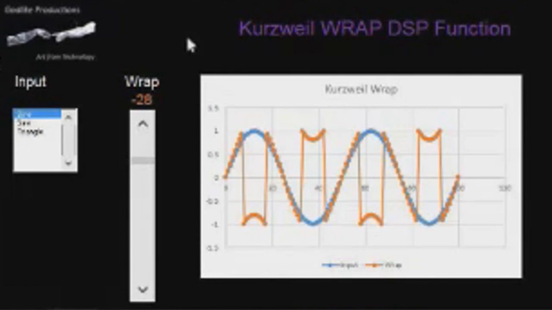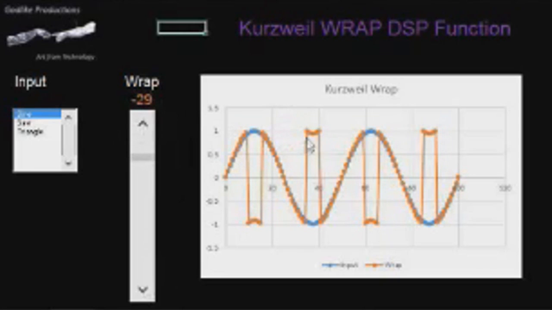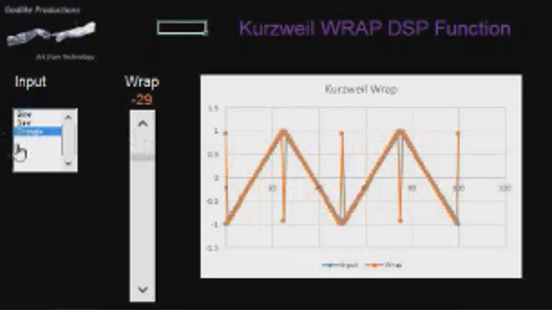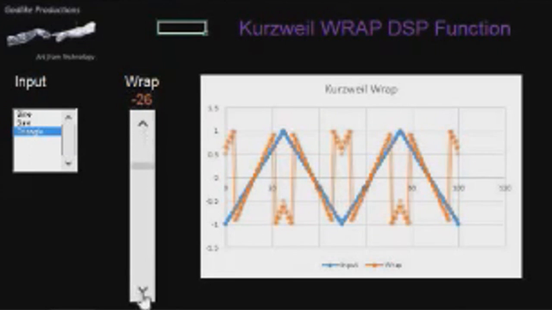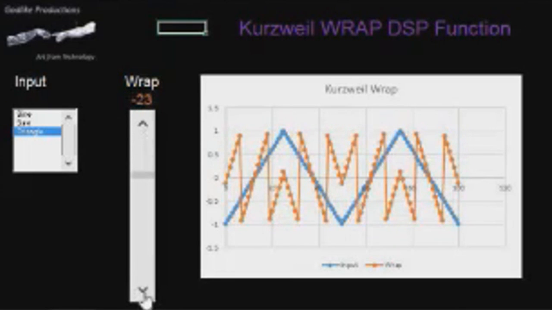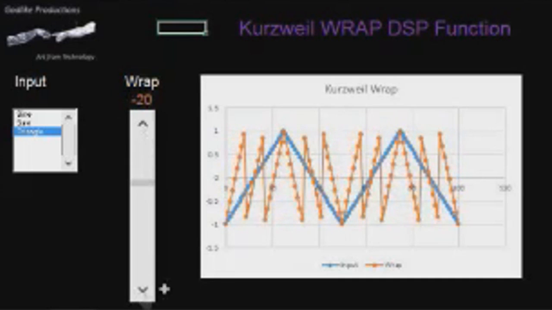Right, so one of the things that this wrap can be used for is, let's just have a look at this. As we take it from -29, if you keep an eye on these relative widths, this here is quite wide and this one here is quite narrow. Let's do it on the triangle wave because you'll see it a little bit better. As we start bringing this down, you'll see that there's almost a pulse width modulation type of effect going on. You can see how this portion here is getting wider and the other portion is getting narrower.